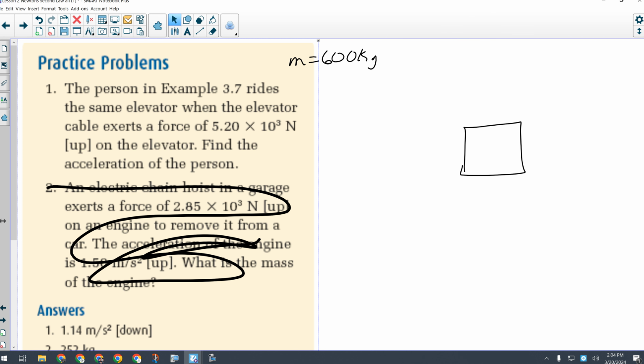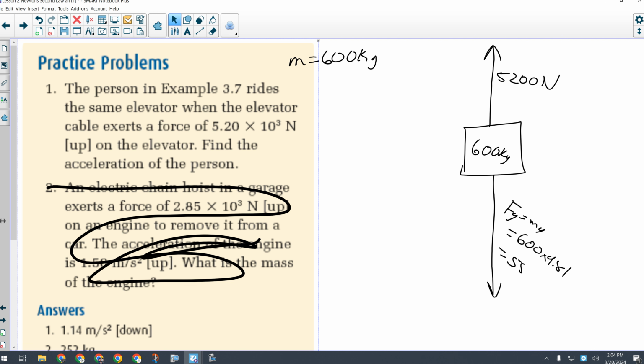So I'm going to put in here that I have a 600 kilogram elevator. Now, the tension in the cable is 5,200 newtons, so my force upwards is 5,200 newtons. My force downwards, is that still gravity? Is it the same number as in the last question? It is. So Fg equals m times g, 600 times 9.81, and I've got 5,886 newtons down. Now I see that there's more force downwards than upwards, around 686 newtons to be exact.